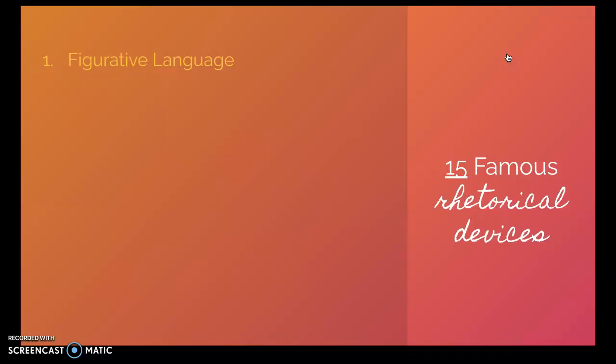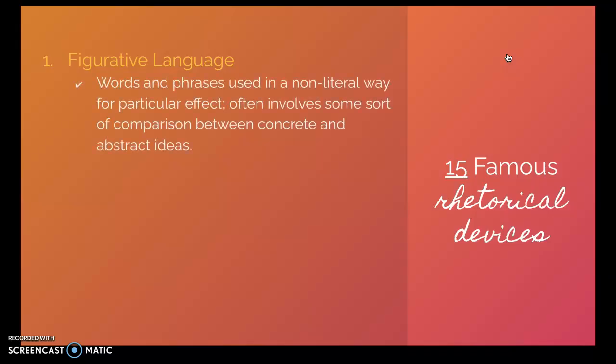The first category is figurative language. Here we're talking about words and phrases used in a non-literal way for particular effect. That often involves some sort of comparison between concrete and abstract ideas. We're familiar with figurative language probably from previous lessons in which we've studied poetry or fictional text. These are the same pieces of figurative language from these other genres, but they are simply now applied towards the purpose of persuasion.